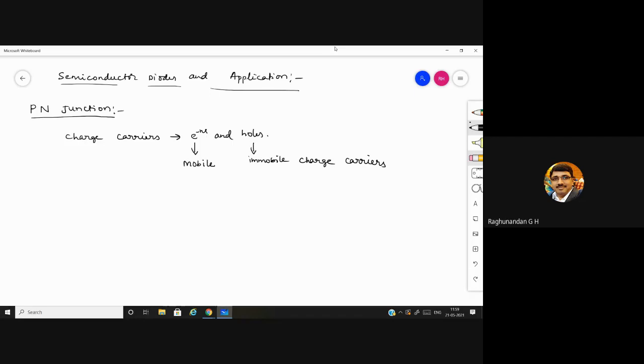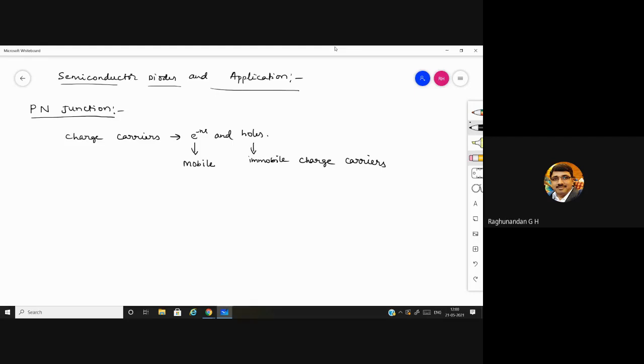Semiconductors are not naturally available. This has to be done by doping. By doping the insulators with impurities, we can get semiconductors. Semi means it works as both insulator and conductor. Based upon biasing, that is, how you connect the power supply, the devices made up of semiconductors will work as insulators or conductors.